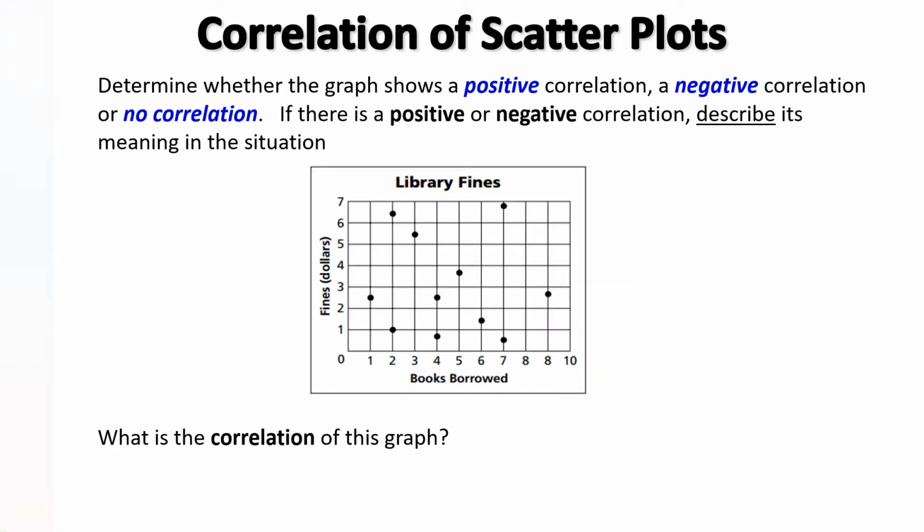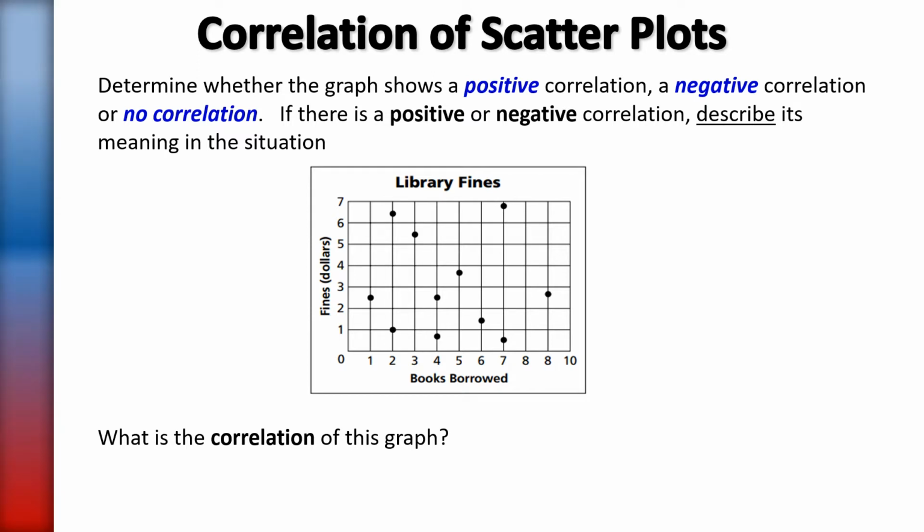So what type of correlation does this data have? That's correct, no correlation. Notice here that from left to right, the dots are not clustered together and moving in an upward motion, and they're not moving downward from left to right. They're sort of scattered all over the place. So this tells me that they found no correlation between the number of books that a person borrowed versus the fines in dollars that they accumulated in library fines. So there was just no relationship between these two sets of data.